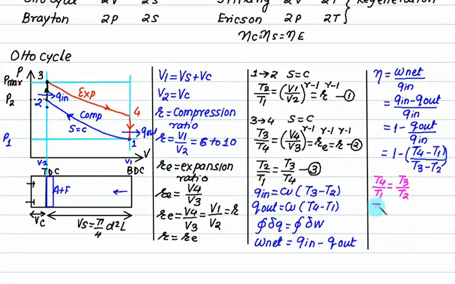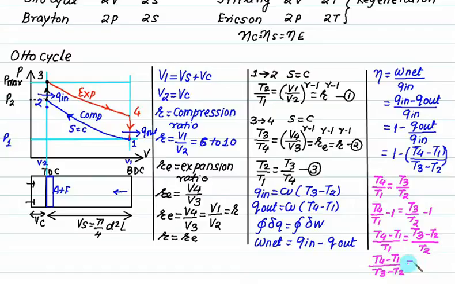So subtracting 1, we get T4 by T1 minus 1 equals T3 by T2 minus 1. So we obtain this term here, that is (T4 minus T1) by (T3 minus T2), which is the same as T1 by T2. So put this value back into this equation. So the efficiency is 1 minus T1 by T2 in simplest form.